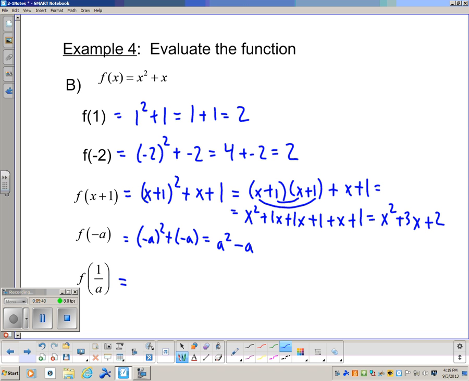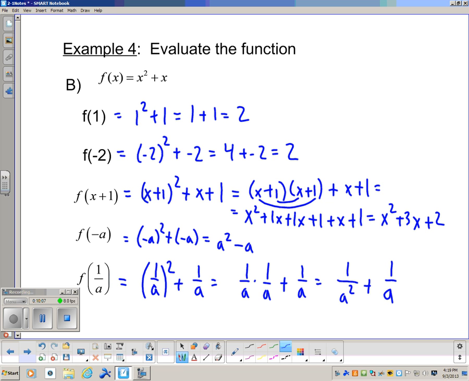And then final one, I'm going to plug in 1 over a. So (1 over a) squared plus 1 over a. And I'm just going to simply clean this up. This really means 1 over a times 1 over a. And maybe I'll write that out. 1 over a times 1 over a plus 1 over a. So 1 times 1, I can just multiply my numerators, my denominators when I got multiplication. So I get 1 over a times a here is a squared. And then I get plus 1 over a. And I can't do anything with that, so I am completely finished with that problem as well.